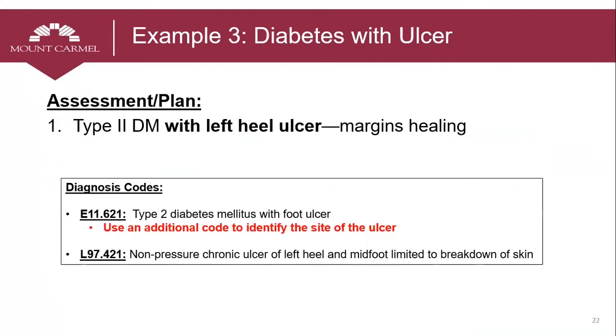Our last example includes diabetes with a foot ulcer documented. There is great supporting documentation for these conditions within the record with margins healing and also left heel. In this scenario, E11.621, type 2 diabetes mellitus with foot ulcer, should be captured on the claim, as well as the code for the location of the foot ulcer, which in this case is L97.421, non-pressure chronic ulcer of left heel and midfoot limited to breakdown of skin.